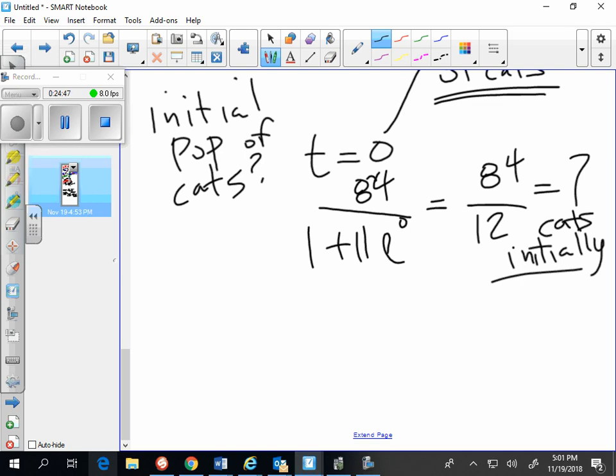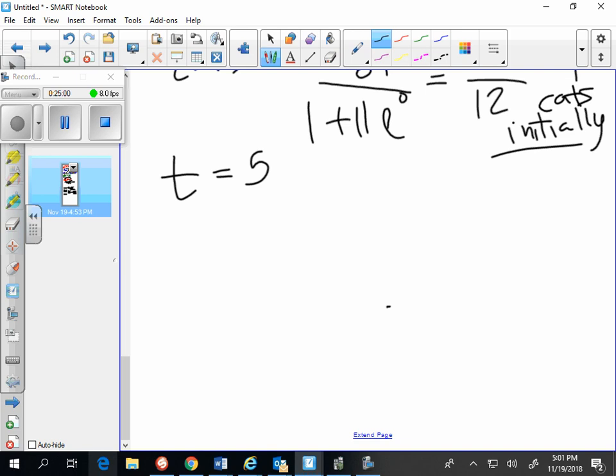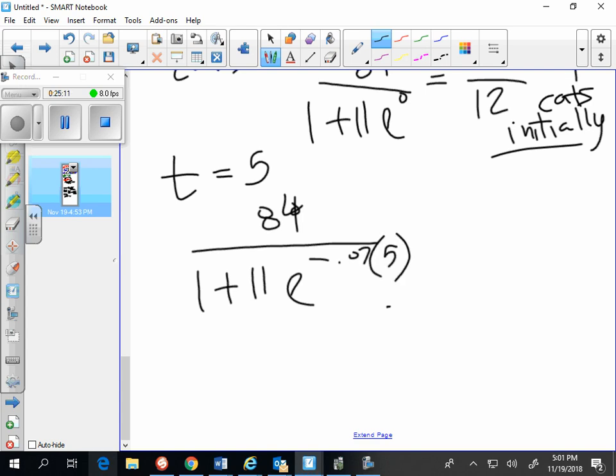Next, how many cats are present after 5 weeks? Okay, so t was measured in weeks, so I'm just going to plug in t equal to 5 into my model. Now, that's going to be a little harder because 84 over 1 plus 11e to the negative 0.07 times 5 is not something I'm going to be doing without a calculator.